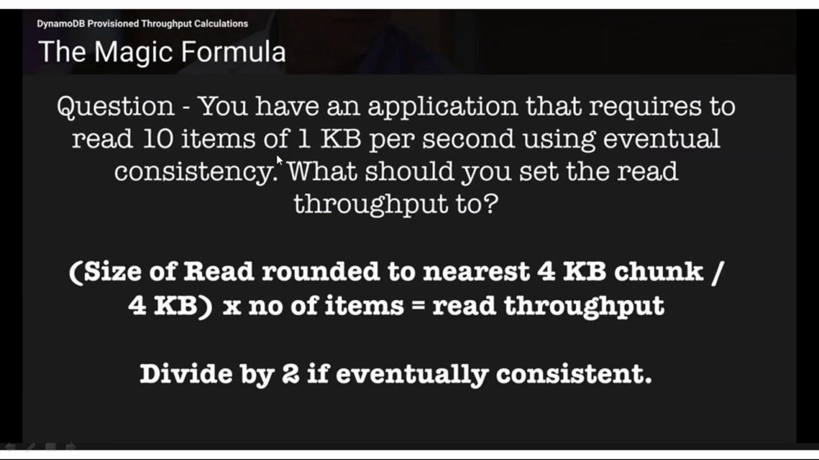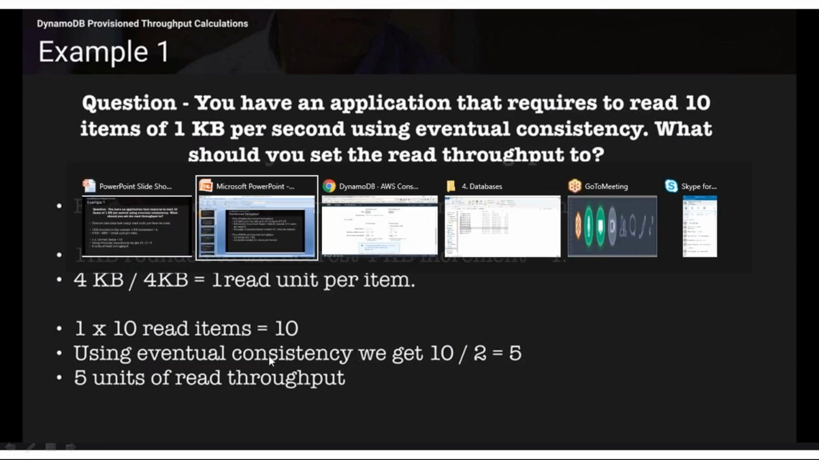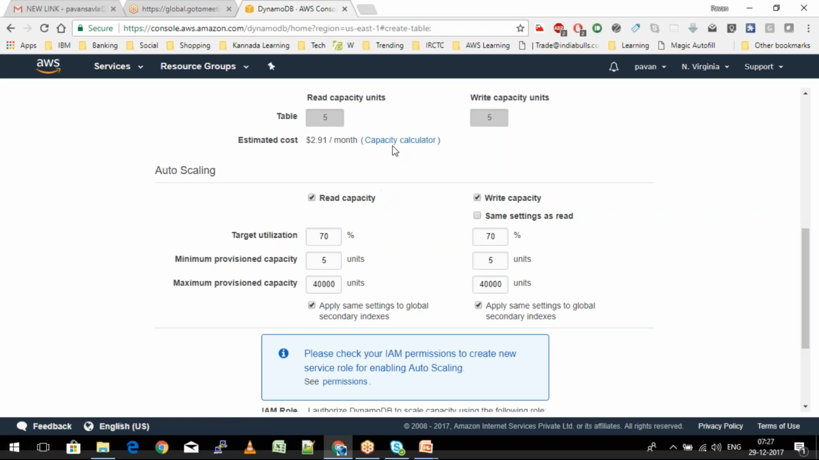So let's go ahead and calculate. As I said, 1 KB will get rounded up to the nearest 4 KB. It becomes 4, and 4 KB divided by 4 will be 1. So one read unit would be required in this case. However, I am going to read 10 items, so it becomes 1 times 10, which is 10. And since we are using eventual consistency, we are going to divide by 2. That makes it 5. So a total of 5 units of read throughput would be required. Now let's do the same calculation using DynamoDB. I'll go down to the capacity calculator I have opened up here.